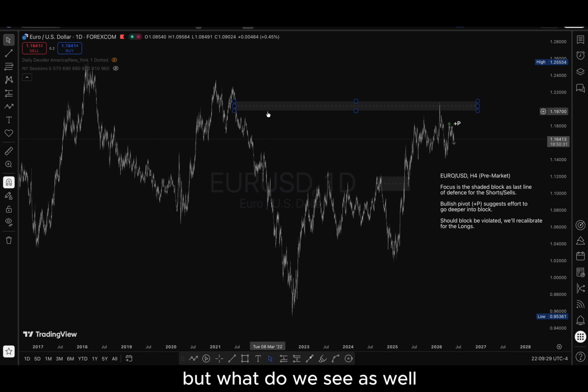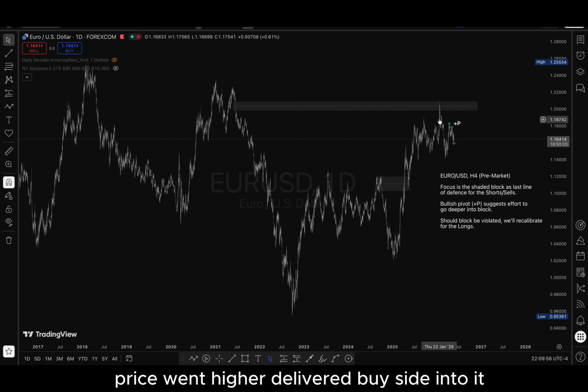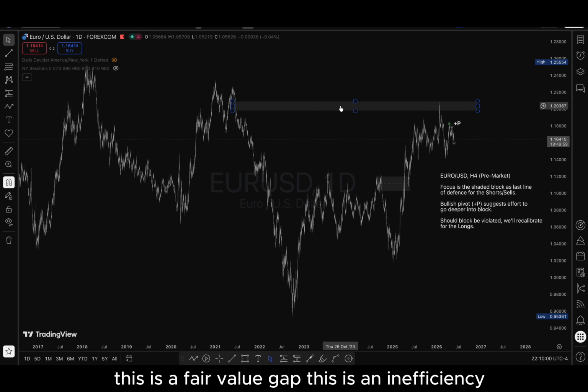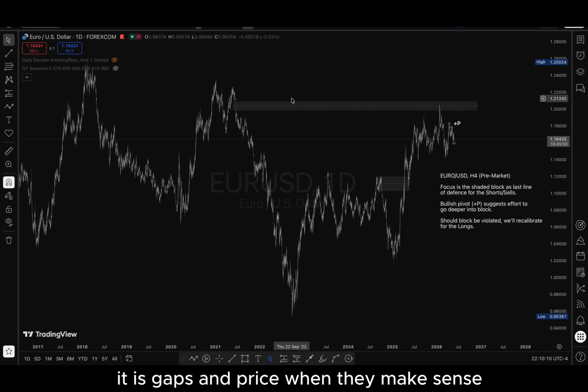But what do we see as well? We have this gap here that has only sell side delivery. And what has price done? Price went higher, delivered buy side into it. This is a fair value gap. This is an inefficiency. This is a gap, whichever one you want to call it. Understand that it is gaps in price when they make sense.